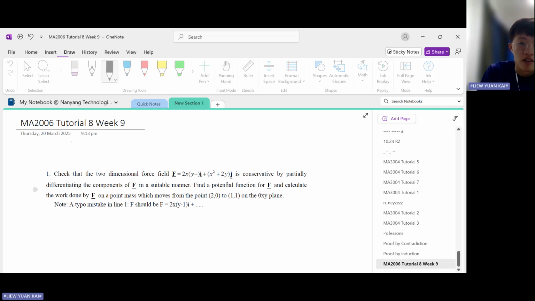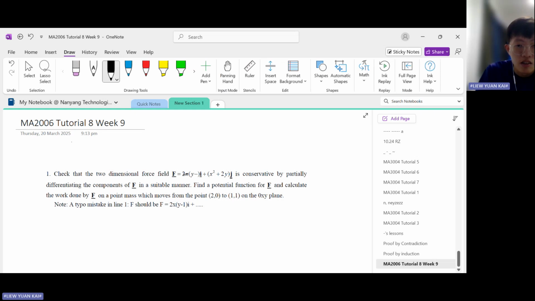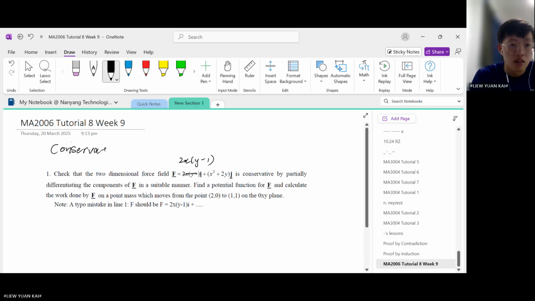Okay, so there's a typo here. Apparently this is 2xy minus 1. So what's this question about? This question is about conservative forces. Or rather, a conservative force field.